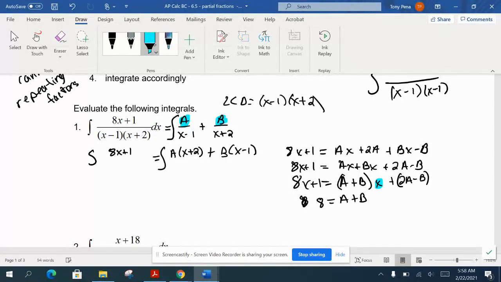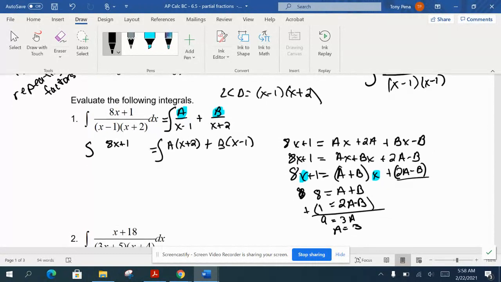Here's x. Here's x. So if the coefficient on the left-hand side is 8, the coefficient on the right-hand side is a plus b. Those have to be equivalent to each other. Our constants then, the constant on the left-hand side is 1. Constant on the right-hand side is that 2a minus b. This one we can add right away, if I do it right, because those b's will cancel. I get 9 is equal to 3a. A equals 3.